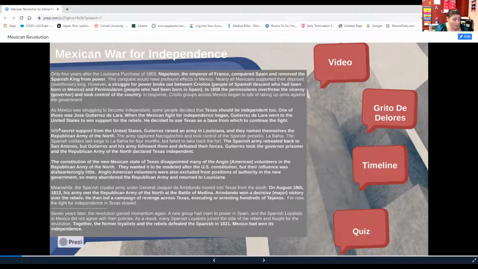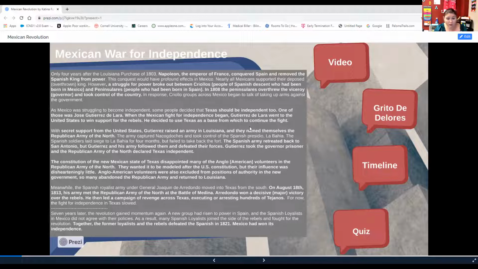Okay, as we continue on with the reading, as Mexico was struggling to become independent, some people decided that Texas should be independent too. One of those was Jose Gutierrez de Lara. When the Mexican fight for independence began, Gutierrez de Lara went to the United States to win support for the rebels. He decided to use Texas as a base from which to continue the fight.